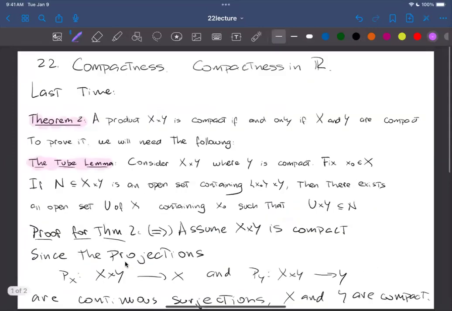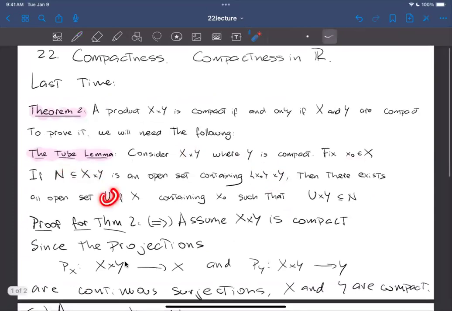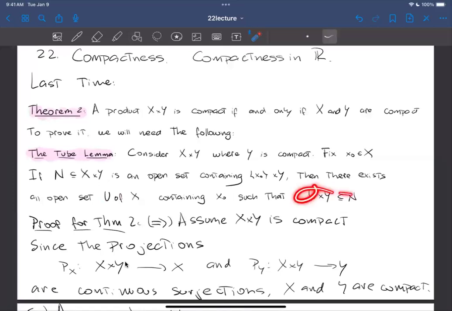Here's the tube lemma. That says you have a product space where Y is compact, and you fix a point, and a neighborhood of this slice. Then you can hook up a point, a neighborhood of the point, sorry, such that the tube is inside the neighborhood. So this is what we want to grab now.